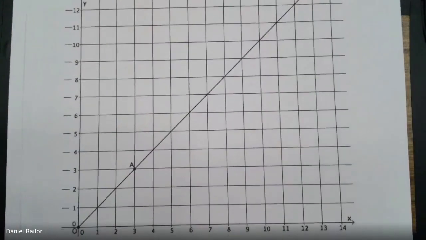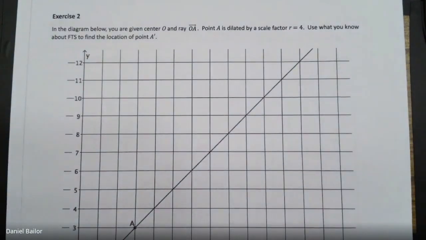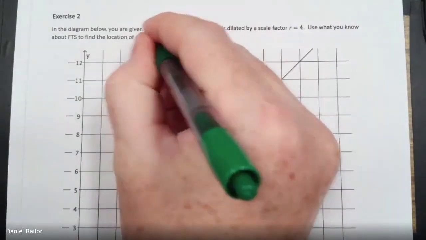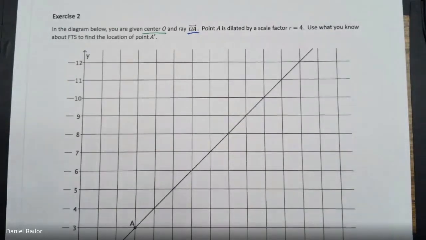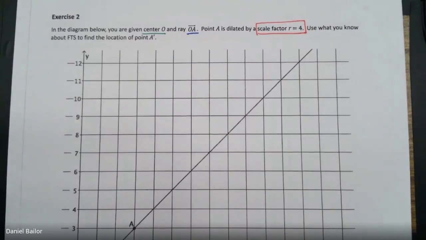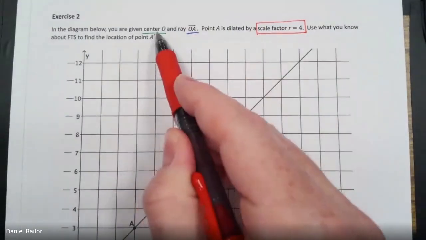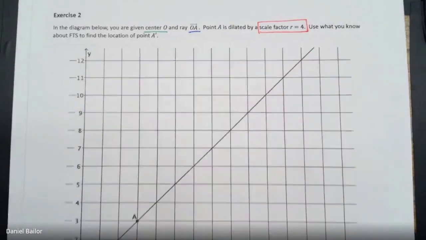Go to page 50, which has exercise 2 on it. In fact, it's a big graph right here. Let's read the instructions before we pull it down and look at the graph. In the diagram below, you are given center O and ray OA. Point A is dilated by scale factor R equals 4. So R equals 4. Use what you know about FTS to find A prime. Okay. So we know center, we know OA, and we know the scale factor. We need to find the dilation, A prime.